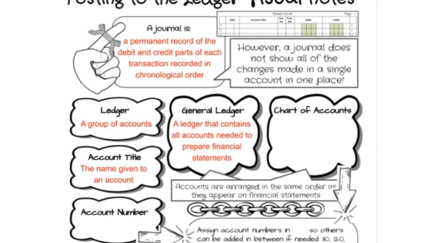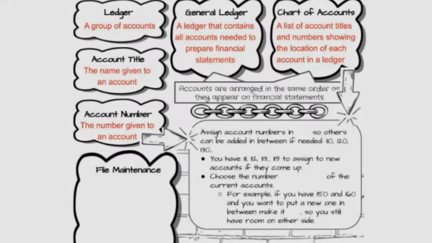The account title is the name given to an account, and the account number is a number given to an account. And a place you can go to find information about all the account titles and numbers is the chart of accounts. It's defined as a list of account titles and numbers showing the location of each account in a ledger. Accounts are arranged in the same order as they appear in financial statements.